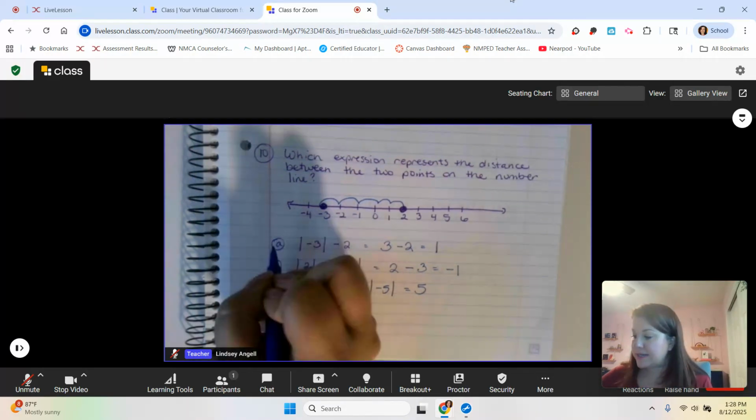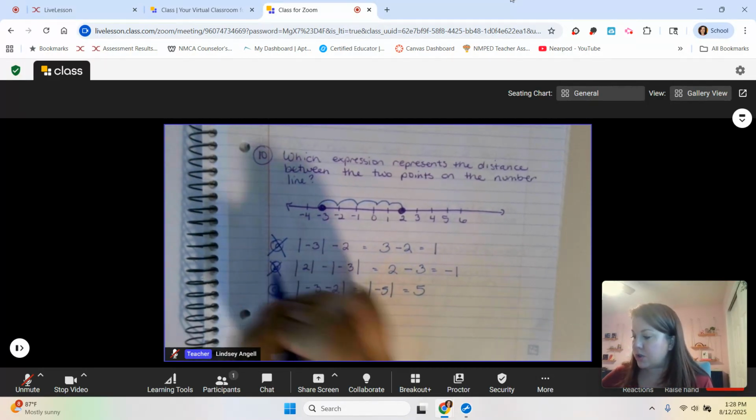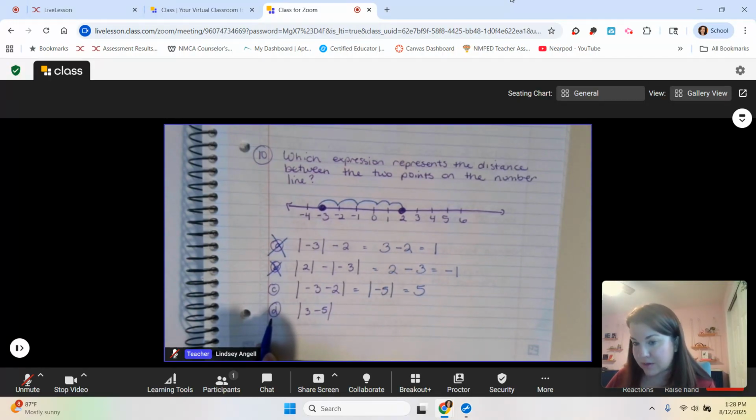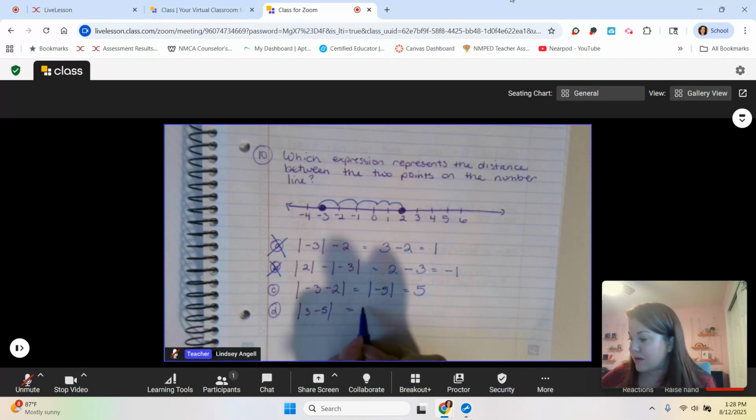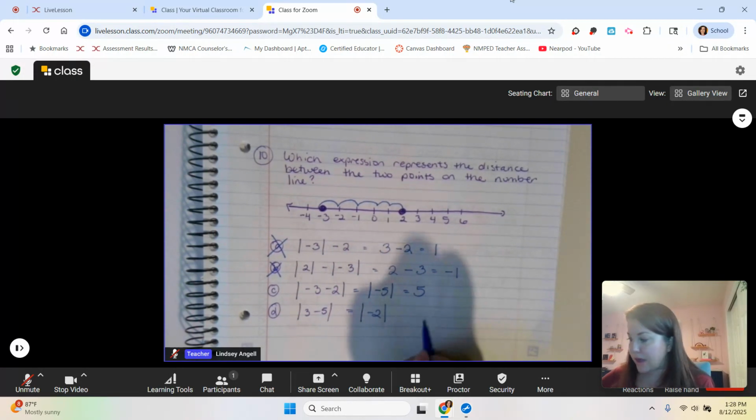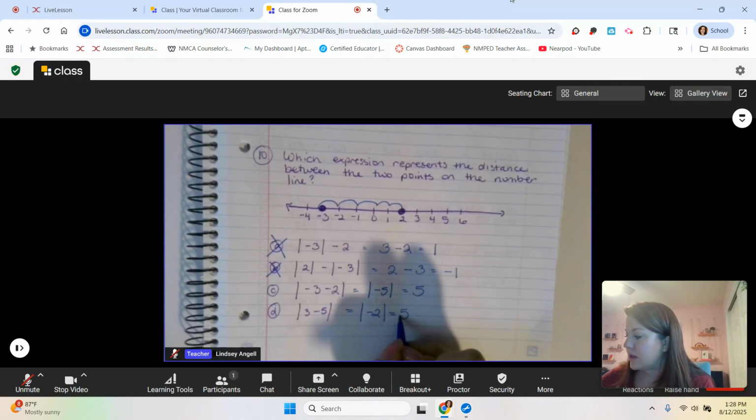It's always a good idea to check every single answer. That's just a good test-taking strategy and a life skill. Check all of them before you just assume, right? So in this case, I have an operation inside of the absolute value symbol, 3 minus 5. 3 minus 5 is -2, and the absolute value of -2 is 5.